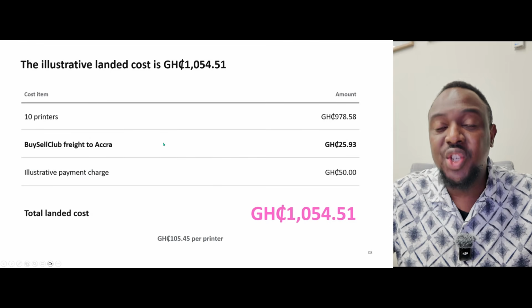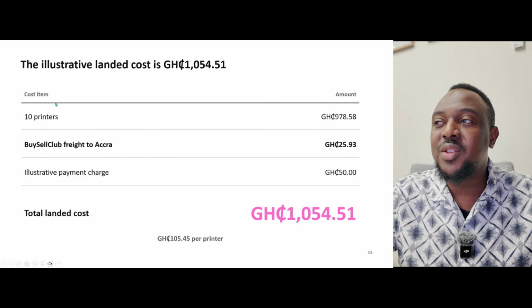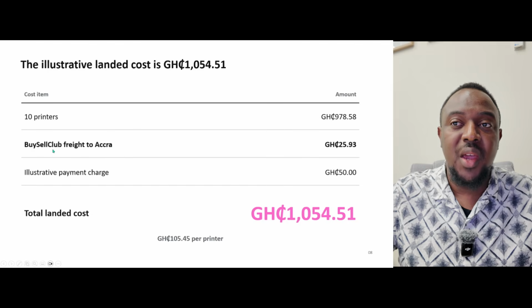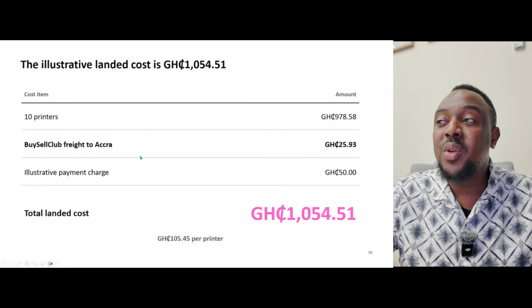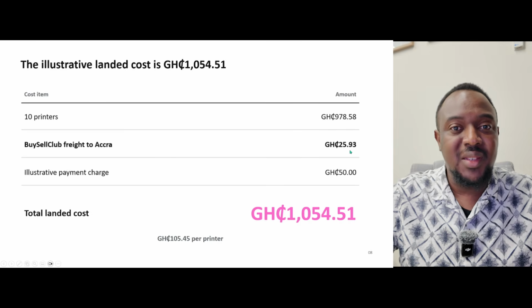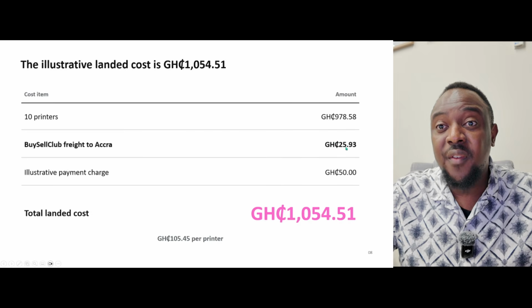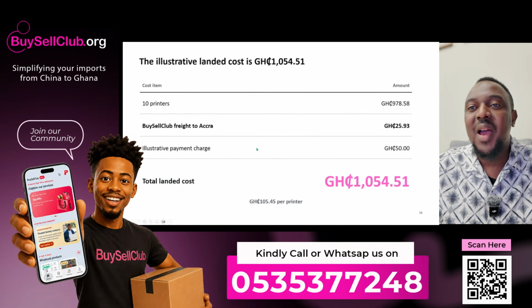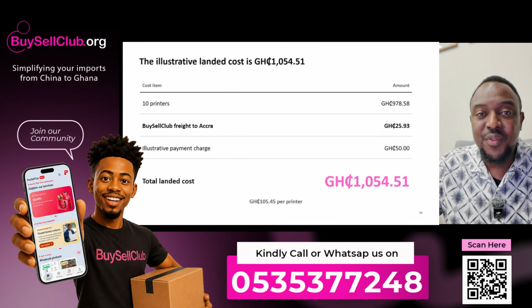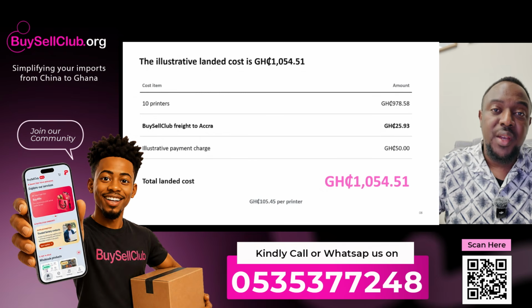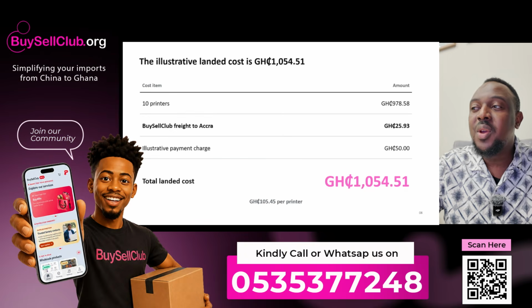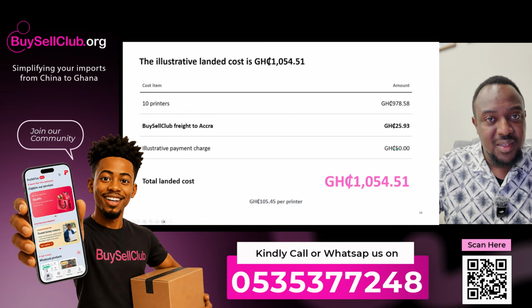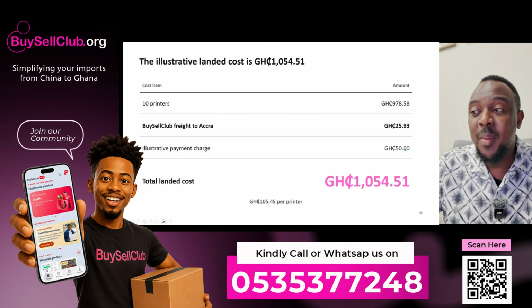And to say 10 printers is going to cost us 978 Ghana cedis, 58 pesewas. So BuySellClub, for them to ship it from China to Accra, you'll be looking at around $25.93 shipping fees, which is very, very moderate. And now, of course, give or take, prices here and there. And there is the delivering of the items from your supplier to the warehouse. And give or take, we just add an extra 50 Ghana cedis because you never know, maybe our cost, everything might not be free.